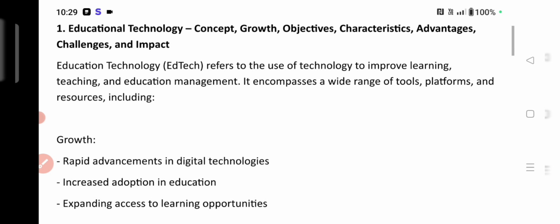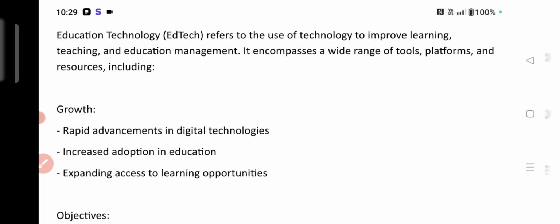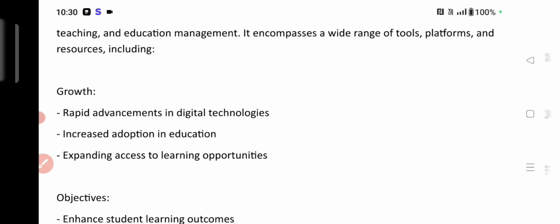So, the first one is education technology. What do you mean by education technology? It is the technology we are using to learn in education. It refers to the use of technology to improve learning, teaching, and education management. It encompasses a wide range of tools, platforms, and resources.